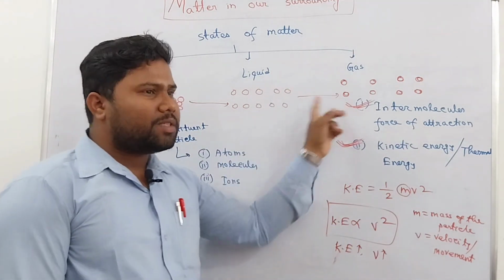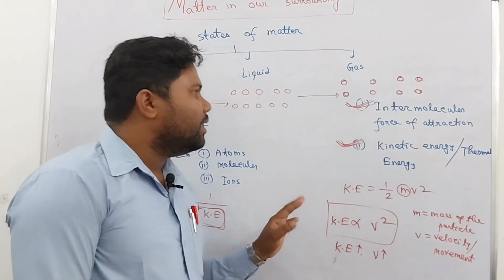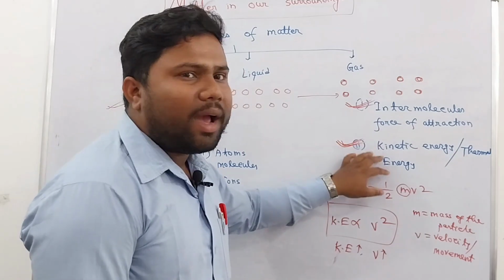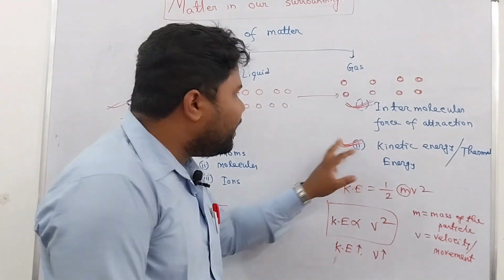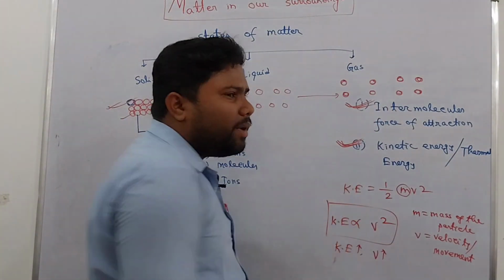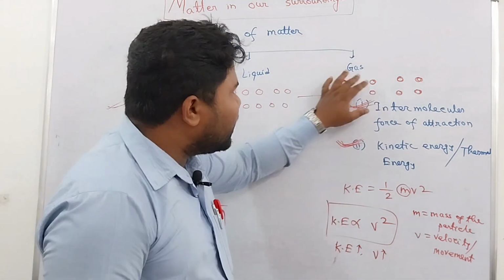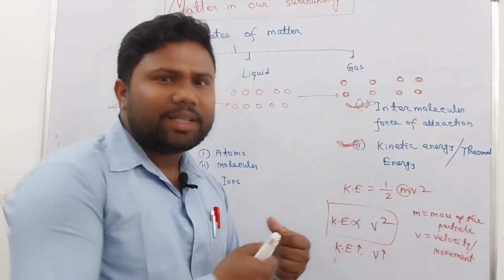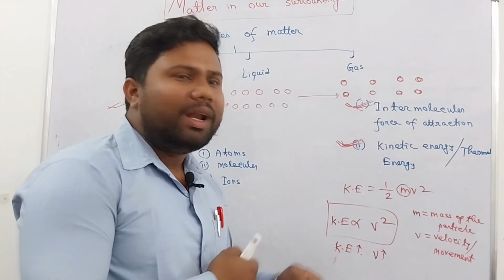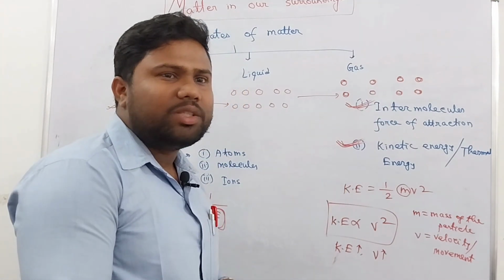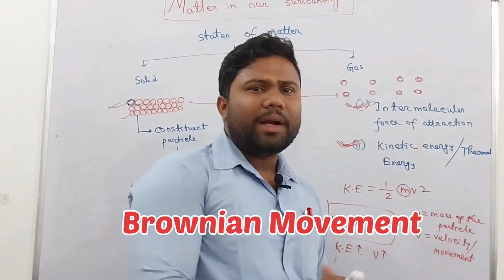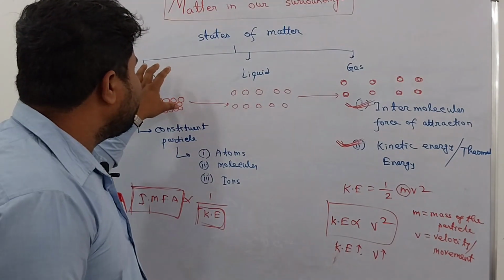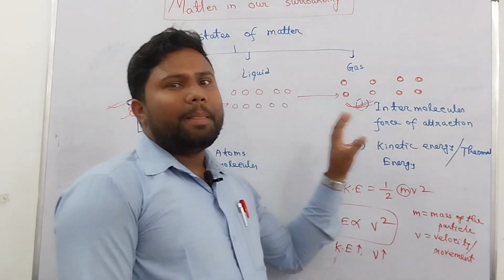But in case of gaseous states of matter, there is very low intermolecular force of attraction and very high kinetic energy. Very high kinetic energy because there is a lot of gap between the particles. There is some space to move, so there should be collisions between the particles. We learn in higher education that this is called Brownian movement. So this is the fundamental concept of the different states of matter.